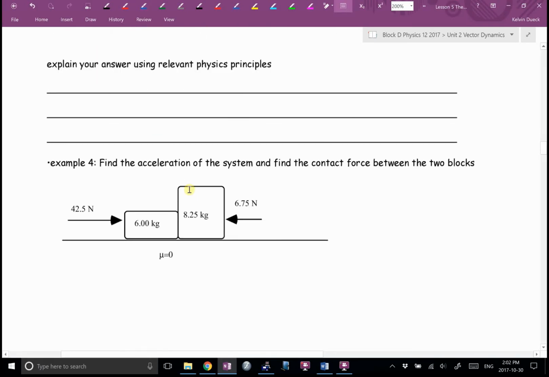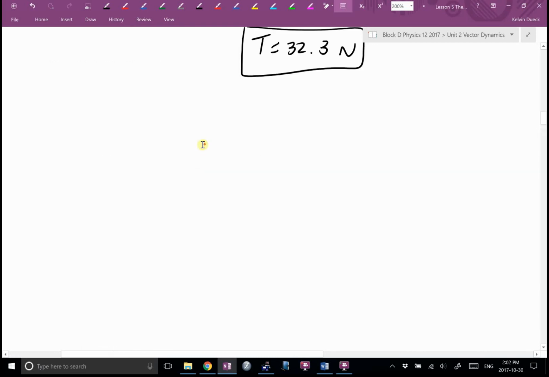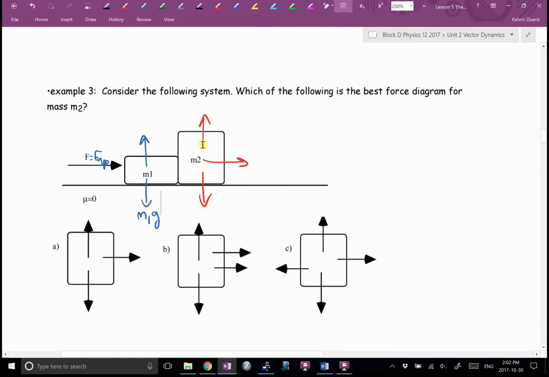So it says this. Find the acceleration of the system and find the contact force between the two blocks. I guess the contact force is where they're touching? Are they pushing against each other? Newton's third. Forces will come in. Ah, that helps. Mass 1, mass 2. So M1 pushes against M2. That's that bad boy right there. M2 is going to push against mass 1. That's that bad boy right there.